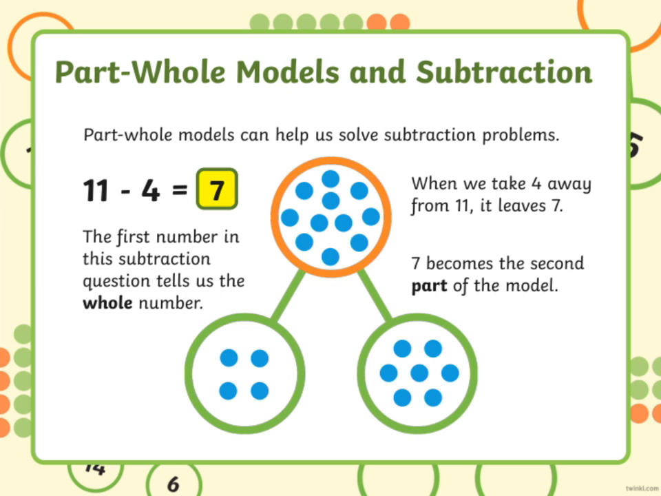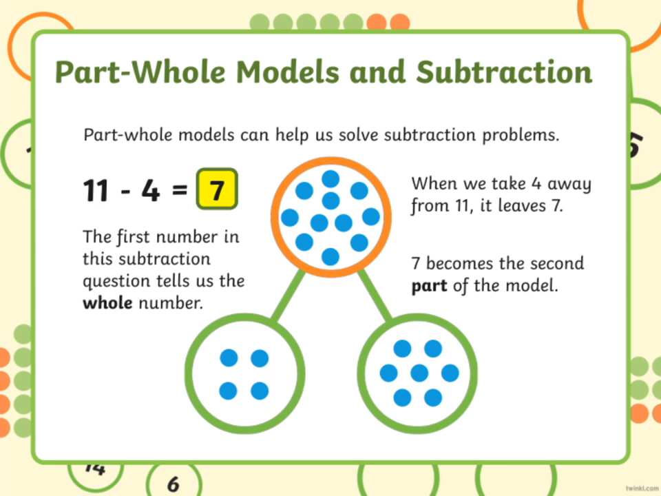So, in the subtraction problem 11 minus 4, the 11 is the whole number, the total amount we start with. This example shows how part-whole models can really help us understand subtraction better. By visualizing the whole as being split into parts, we can see how taking away a part affects the whole. These models are a great tool for making sense of subtraction problems, especially when you're trying to see the relationship between the parts and the whole.